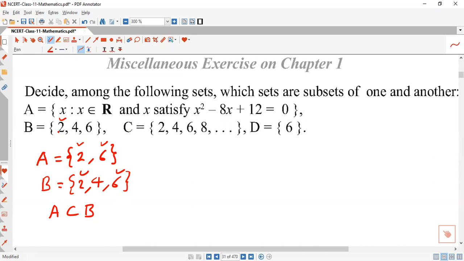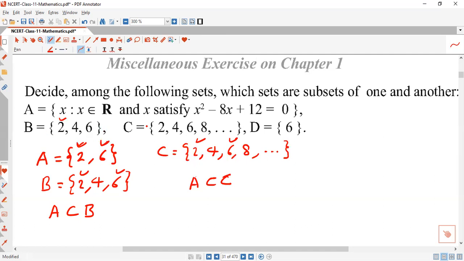Now A and C. C is this set, 2, 4, 6, 8. See, in A, 2 is here, 2 is in C, and 6 is here, 6 is in C. So A is also a subset of C. And next, D. See, in D there is only the element 6. A is not a subset of D because the element 2 is not a part of D.